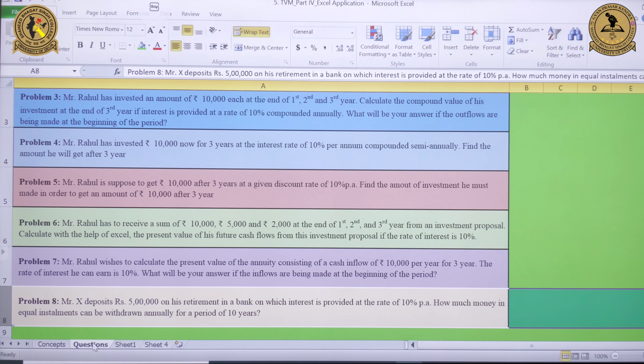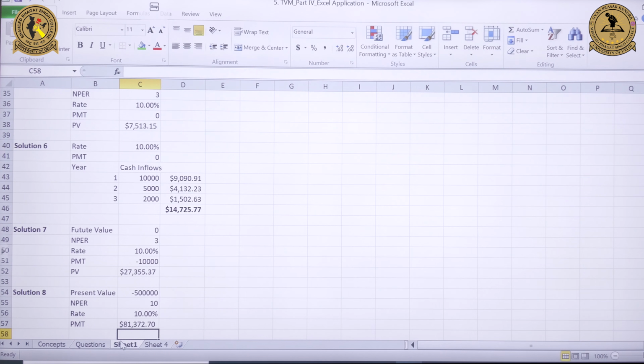It means that if Mr. X wishes to deposit rupees 5 lakh on his retirement, then the equal installment which must be withdrawn is equals to 81,372 rupees 70 paisa.